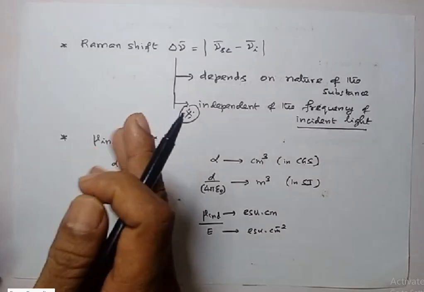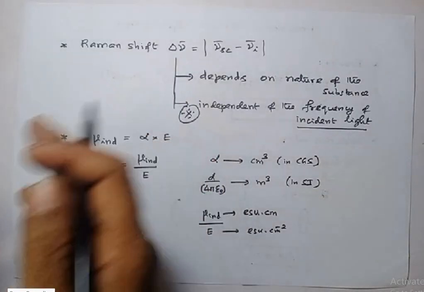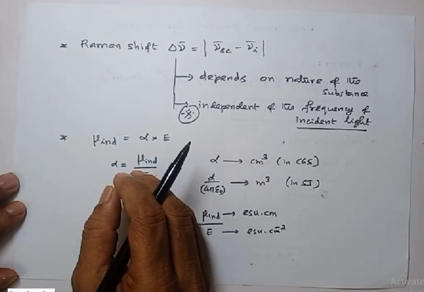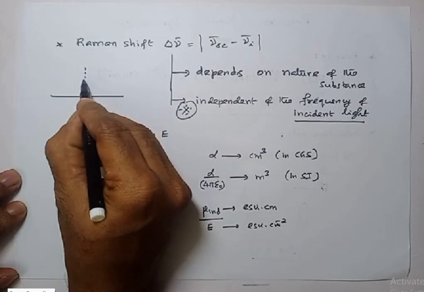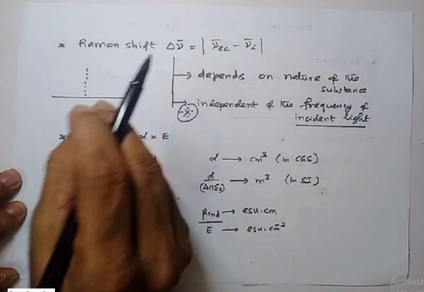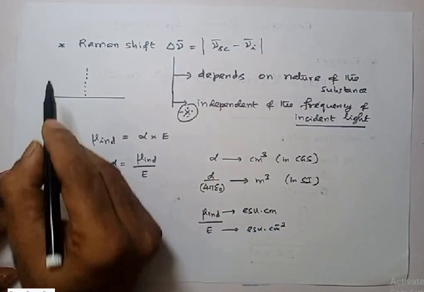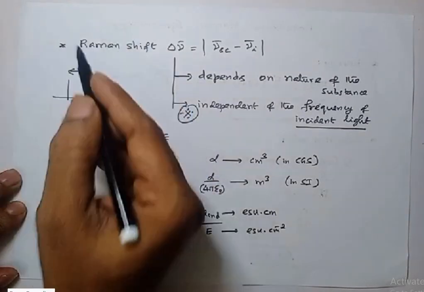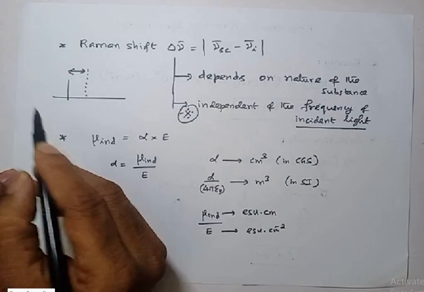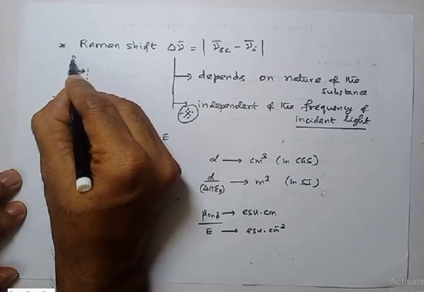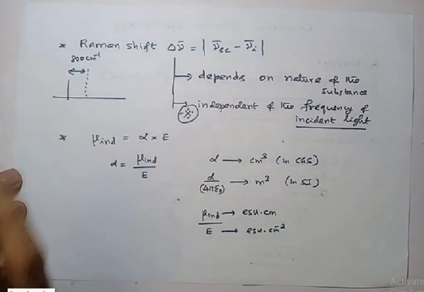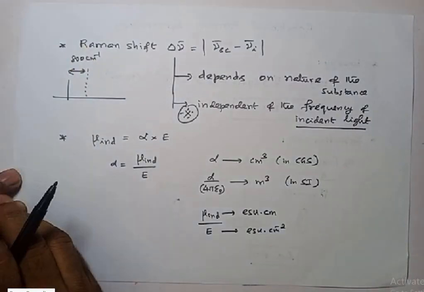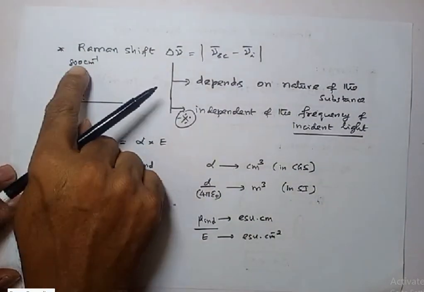Okay. Suppose I use 1000 centimeter inverse incident light. And see, this is the Rayleigh line. If we use 1000 centimeter inverse light, we get a Stokes line here, suppose, and if we measure the Raman shift, let the Raman shift be say 800 centimeter inverse. For example, I used 1000 centimeter inverse radiation. Now, this is the Raman shift.